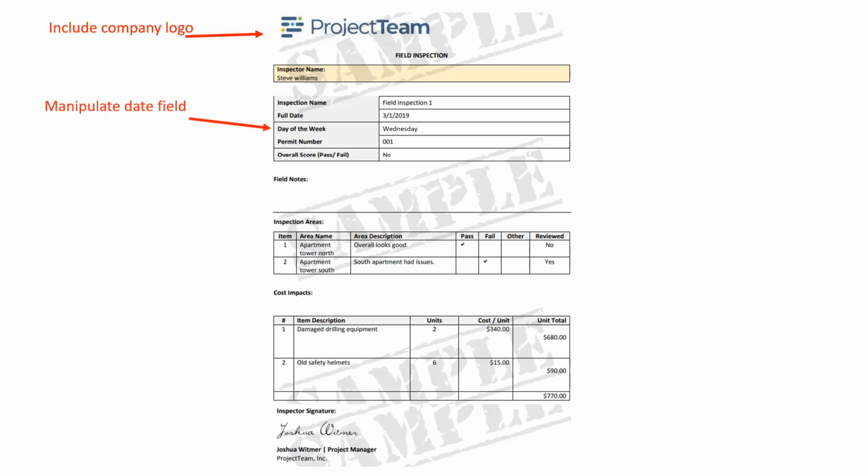Next is manipulating dates. Not only can you use the standard date, so in the full date field there, it says 3/1/2019, but you can also get a lot of other options within that date. What day of the week was it? What month is that? What's the full year? Things like that you can put in anywhere on your document. So I'll show you that example.